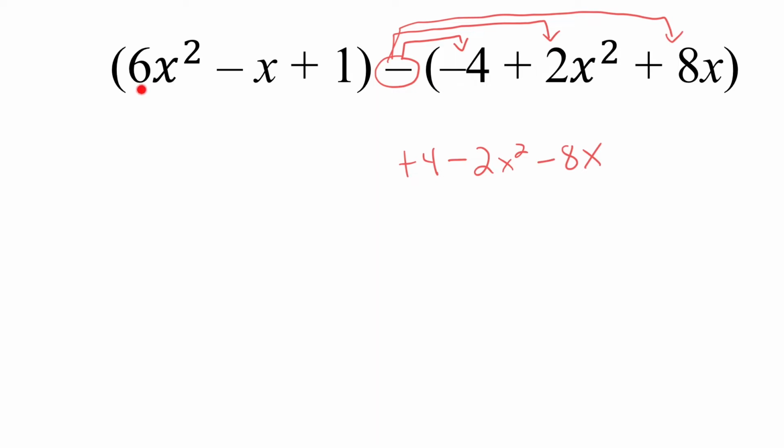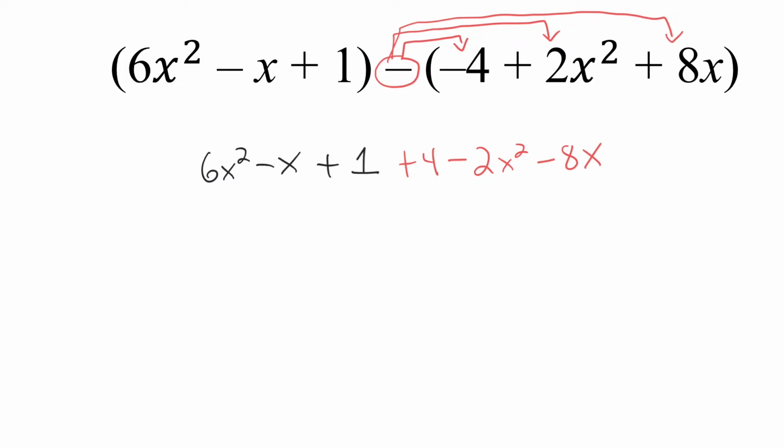The first polynomial, the first parentheses, there's nothing outside, so you're not going to distribute anything in front of the parentheses. You see there's nothing. So I'm not going to change anything in this polynomial. I'm just going to bring it down. And when you do, you don't need the parentheses anymore. So you bring down the 6x squared, the minus x, and the plus 1.